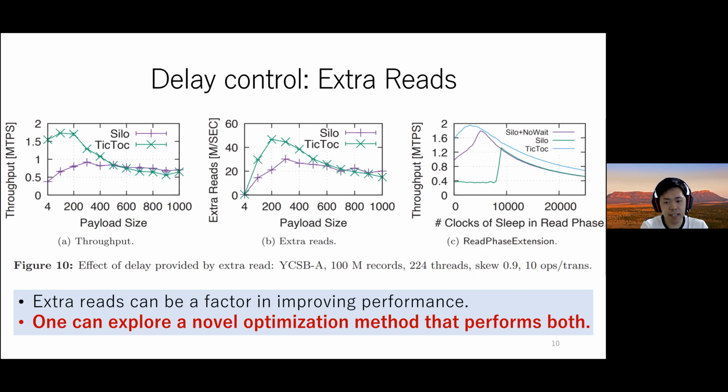Interestingly, figure C shows that some artificial sleep provides high performance. We say this is a read phase extension, and its graph is similar to extra read. As shown in figure A, adaptive backoff is effective. In figure C, Silo plus no wait, that means Silo with adaptive backoff, also shows novel performance. Thus, one can explore novel optimization methods that perform both.